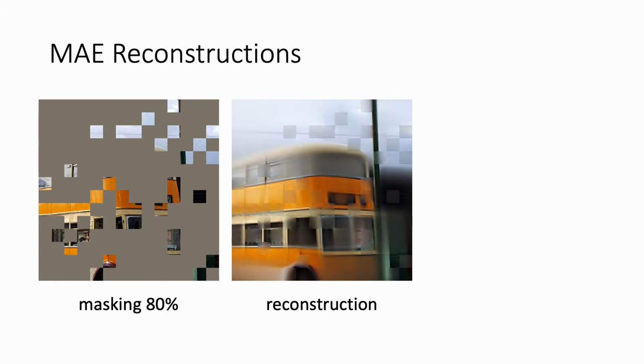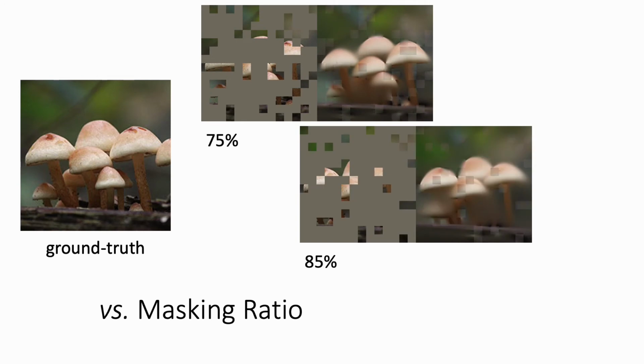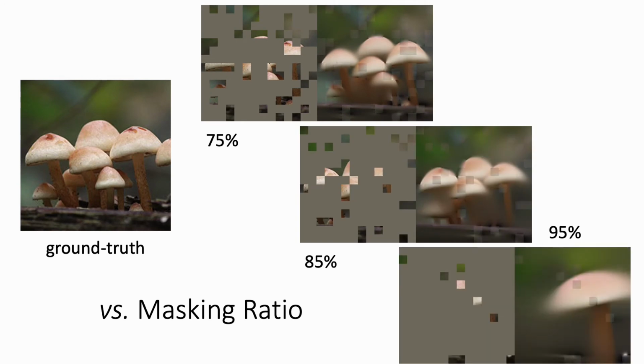For example, given an 80% masked bus image, MAE can have a good guess, even though it has not been trained with category labels and has never seen this image before. Here is the ground truth. Note that MAE can get the shape of the bus even if the top is heavily masked. With different ratios, MAE can depict different but all reasonable scenes. This suggests that MAE is not just memorizing, it can also generalize depending on the input.